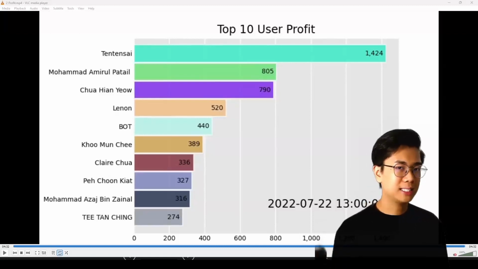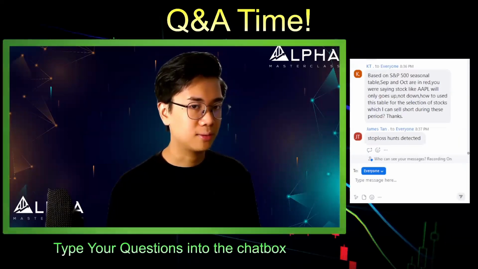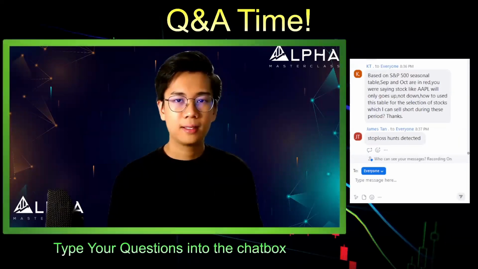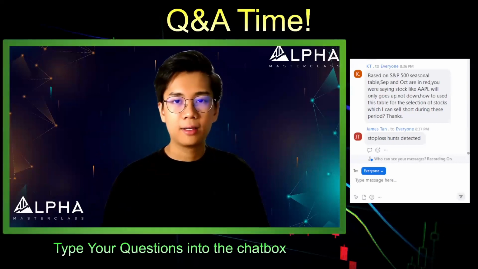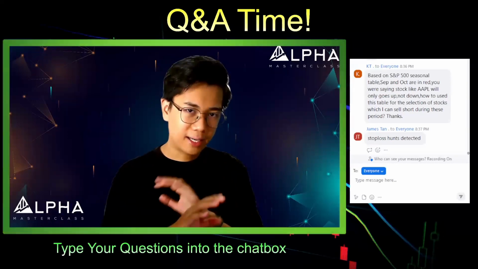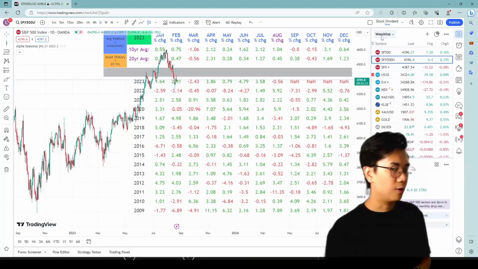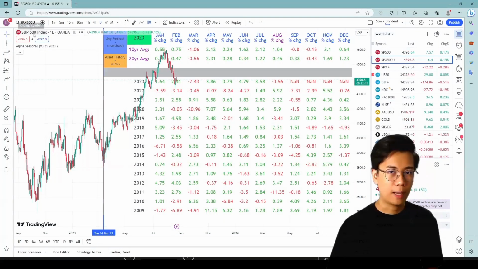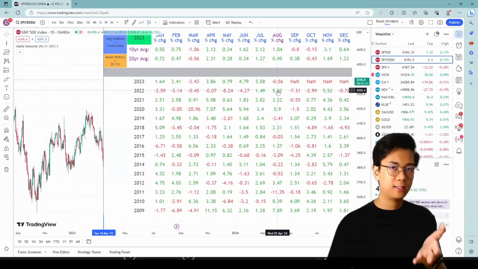Based on the S&P 500 seasonal table, September in red, you are saying that the stock market goes up and up, down. How to use this table? Yesterday we mentioned the seasonal table, which is this thing. Based on this seasonal table, you can choose to go to any market that you want. Let's say that you want to go for S&P 500, then you just go to the S&P 500 chart like what I'm having right now, and what I can see here, that is the answer lor.